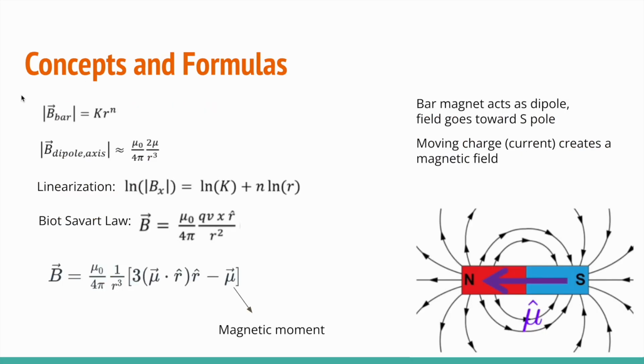The formulas that I used were the magnetic field of a bar magnet, the magnitude of the magnetic field of a dipole on axis, the linearization formula, Biot-Savart's law, which is here, and another version of the law here, which uses the magnetic moment. Some of the concepts that I used for this lab is that a bar magnet acts as a dipole where the magnetic field goes towards the South Pole, as we can see in this picture here.